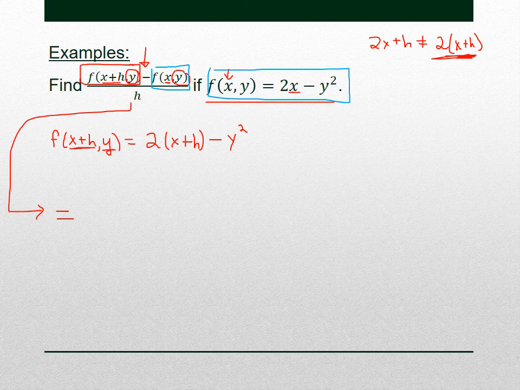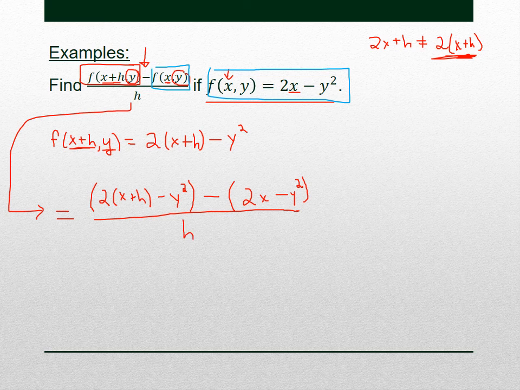Switch back to red here. All right, so the difference quotient, I don't want to rewrite that, but this thing is equal to, now let's copy down what we got for f of x plus h comma y. So that was 2 times x plus h minus y squared. So that's f of x plus h comma y. And we want to subtract the original f of xy, which was 2x minus y squared, over h. So there's the difference quotient.